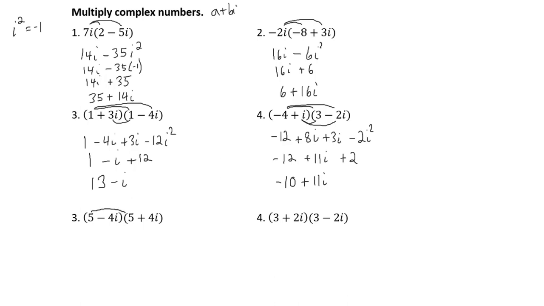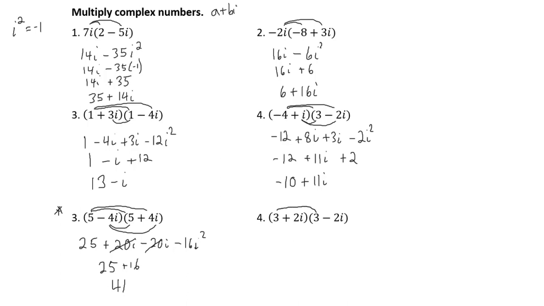Okay, over here, 5 times 5 gives you 25. 5 times 4i gives you 20i. Inside gives you negative 20i. And the last two terms give you negative 16i squared. Okay. As you notice, the middle ones cancel out. You can put a star next to this one in your notes because this is one that will become very important in future lessons. And so now we have 25 plus 16, which gives us 41.